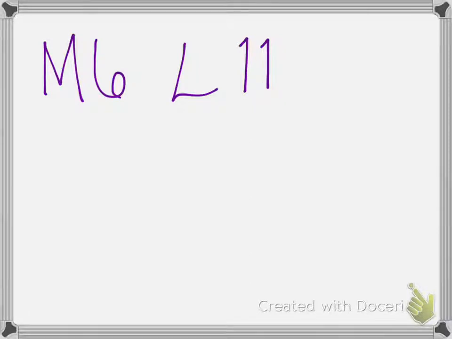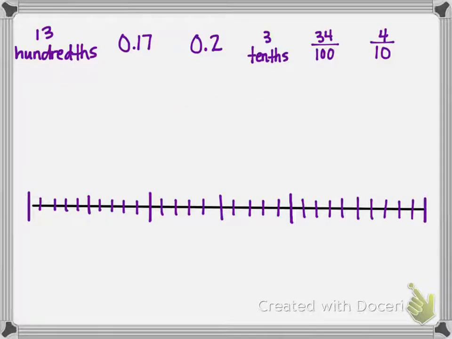All right, today we are going to be doing Module 6, Lesson 11, and a little bit more of comparing and ordering mixed numbers in various forms. So we're going to be working with some decimals and some fractions today, and then plotting them on a number line. You are going to have to definitely pause at this point, and I want you to get everything down that you see listed on your screen right now.